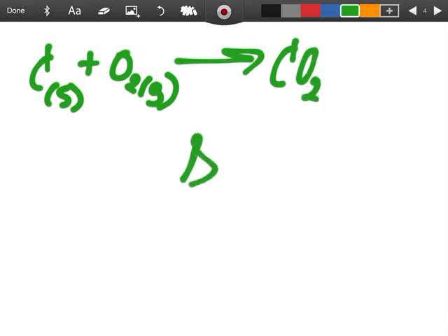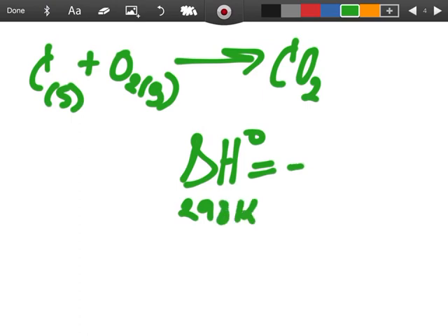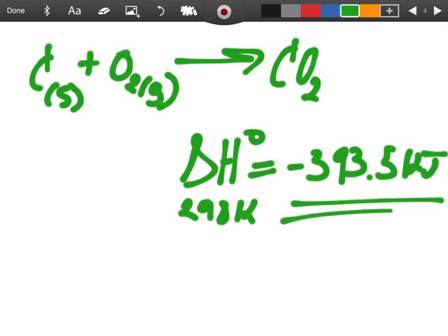And I also know that the enthalpy of this reaction, the regular enthalpy, if I do it at 298 Kelvin, I am going to release to the environment minus 393.5 kilojoules. So since it's a combustion, it's also a very exothermic reaction. It's very powerful, it's going to release a lot of energy, just because we're talking about a combustion.